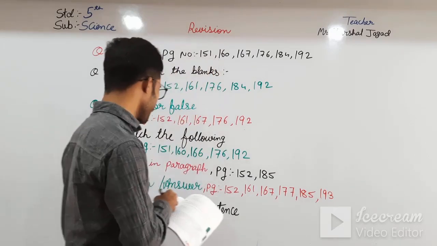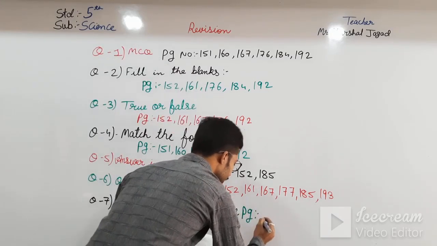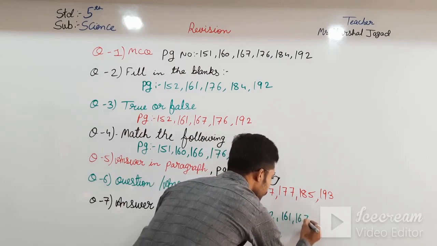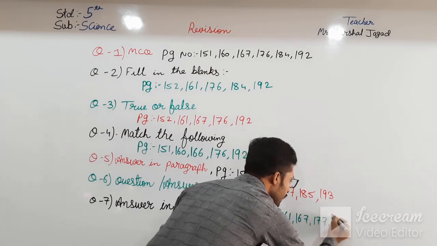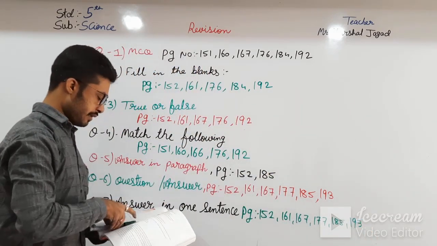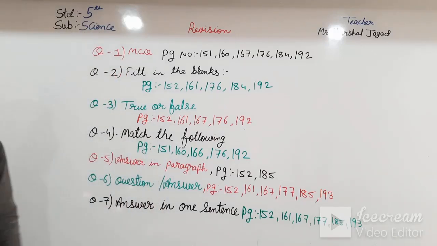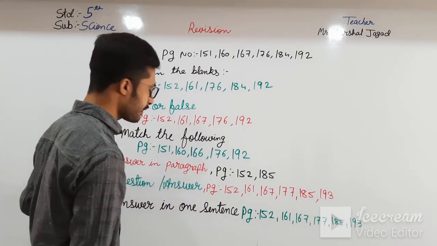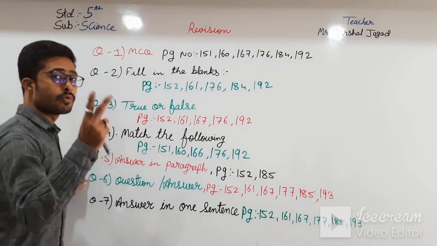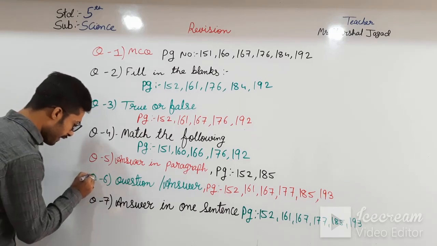So here I am writing the page numbers, same as question number 6, that is 152, 161, 167, 177, 185 and 193. Okay students, this you have to learn from the answer the following question only. This is for both question number 6 and question number 7. I am repeating it again. Question number 6 is 2 marks each question and question number 7 is 1 mark each question.